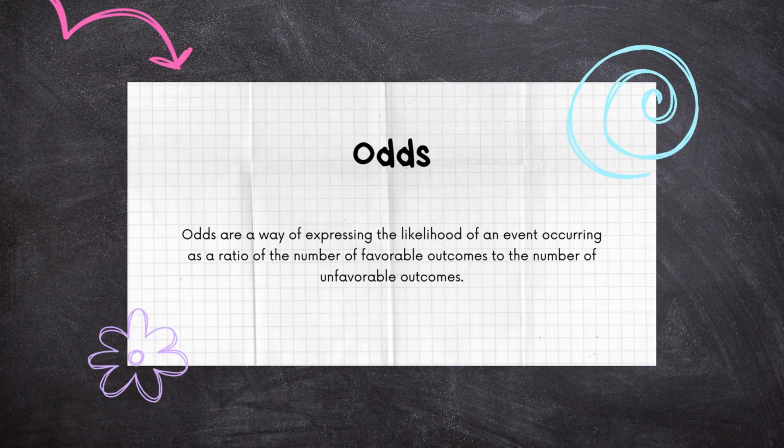Part 2 is odds. So odds are a way of expressing the likelihood of an event occurring as a ratio of the number of favorable outcomes to the number of unfavorable outcomes. For example, if we flip a coin again, the odds of getting heads are 1 to 1, or simply 1, because there is one favorable outcome which is heads and one unfavorable outcome which is tails.